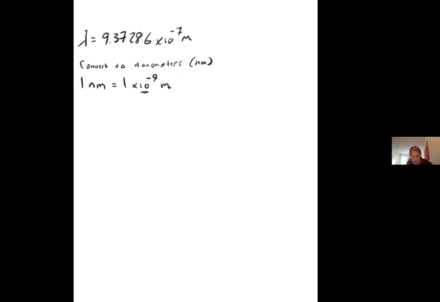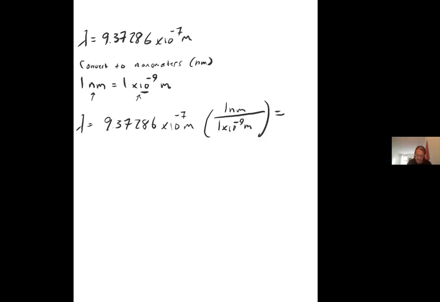So if we want to convert it to nanometers, this one here is going to be in the top, and this one's going to be in the bottom. So wavelength then would be 9.37286 times 10 to the minus 7 meters. And then 1 nanometer is 1 times 10 to the minus 9 meters. And there you go. So what you get out of that is 93.7286 nanometers. I would probably round that.